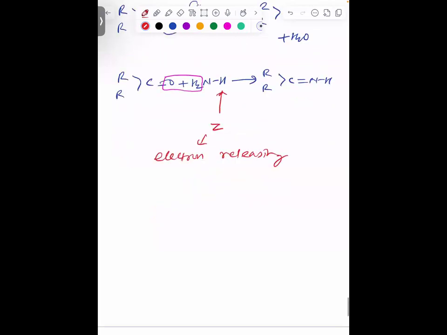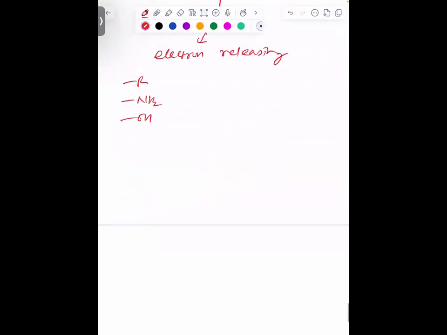So Z can be an alkyl group, NH2 itself, or an OH group. NCERT has given a table, so just go through it. Depending on the reagent, you can also find which type of products are formed. So this is all about the nucleophilic addition reaction. Students, now write the conversions.